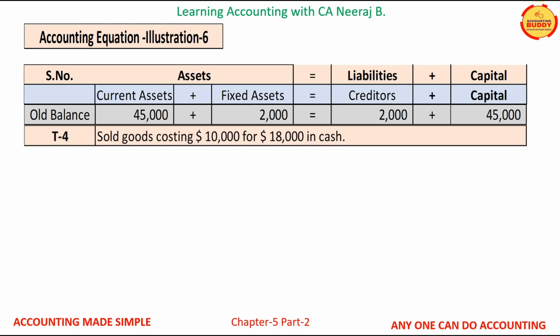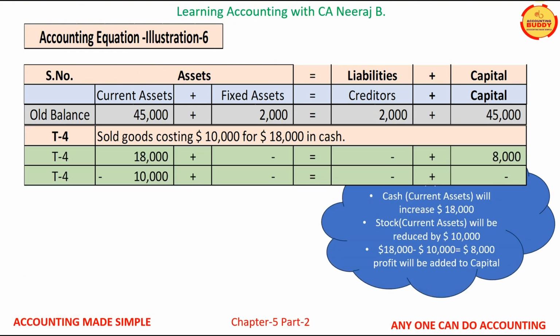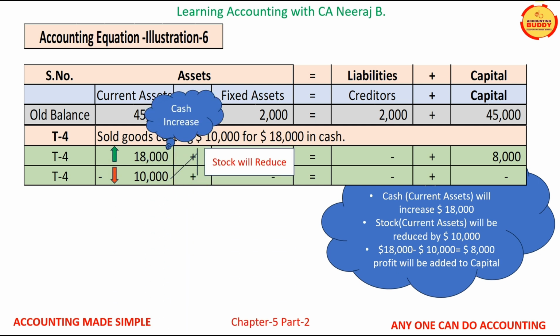The transaction T4 is also displayed on your screens. Polly sold goods costing $10,000 for $18,000 in cash. If we analyze this transaction, cash, stock and capital accounts will be affected. Cash, which is an asset, will increase by $18,000. Stock will be reduced by $10,000 being the cost of goods sold, and the capital will increase by $8,000 being the profit earned on this transaction.